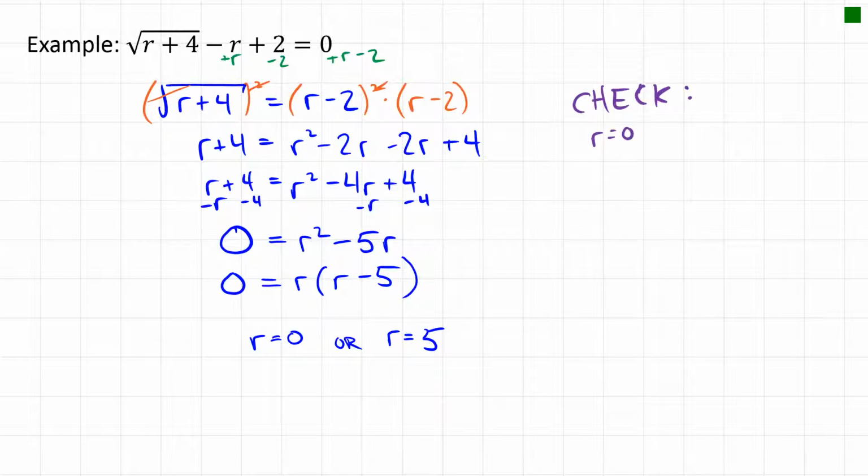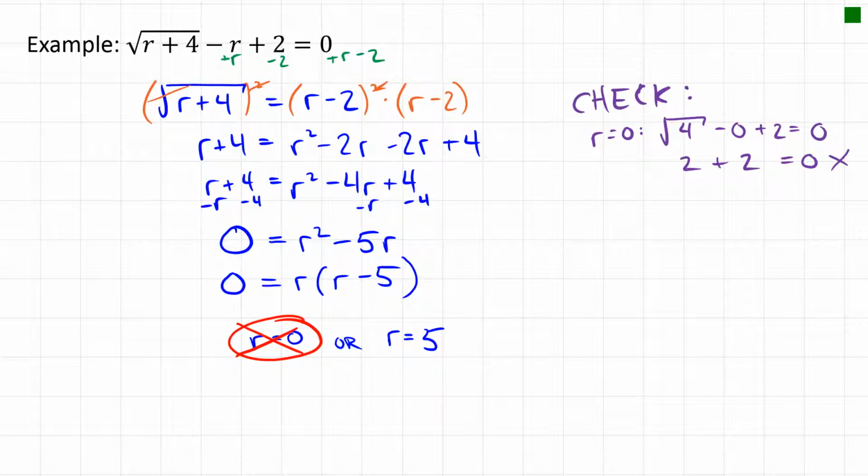And I'll start by checking r equals 0. So in that original equation, it would be 0 plus 4 is 4, minus 0 plus 2 equals 0. And so does the square root of 4, which is 2, plus 2 equals 0? No, it most certainly does not. So I have to reject this solution.